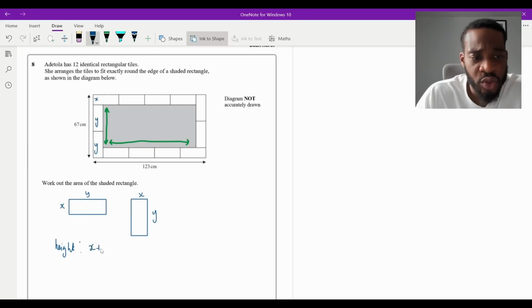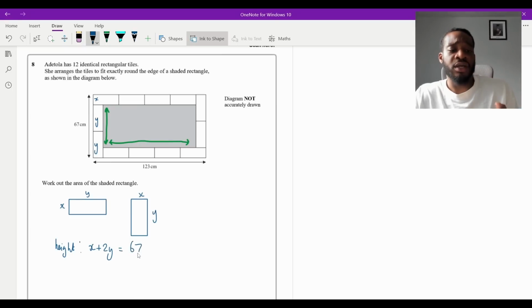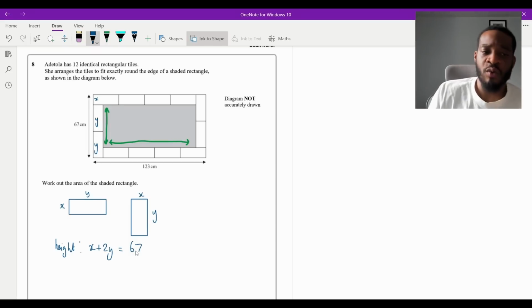So I can say x plus 2y, and I know what this is equal to. It's equal to 67. So I can write that there, and that's formed an equation in x and y. And I'm sure you can see where I'm going with this.